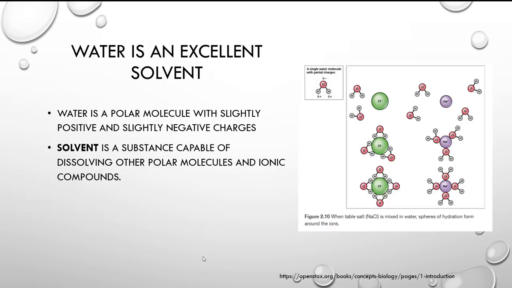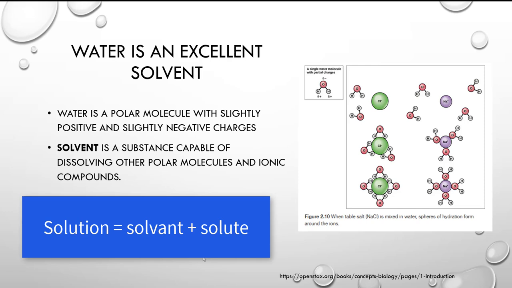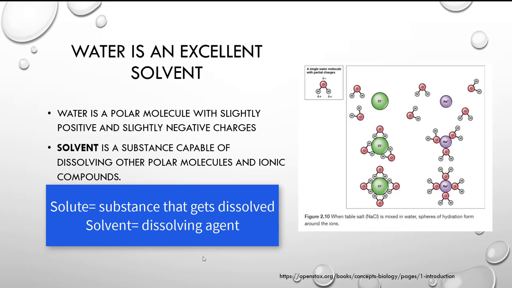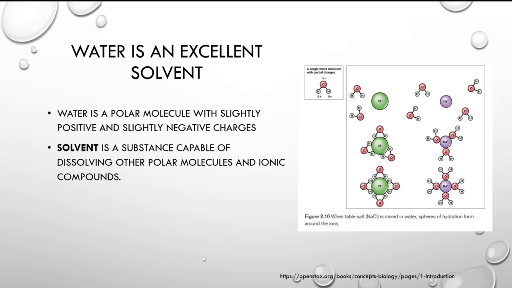Another property of water that we learned about is that water is an excellent solvent. When we're talking about a solution, a solution contains a solvent and a solute. A solute is something that gets dissolved, and a solvent is the dissolving agent. So a solution is solute plus solvent. Water is an excellent dissolving agent, and the reason is that it is capable of dissolving other polar molecules.